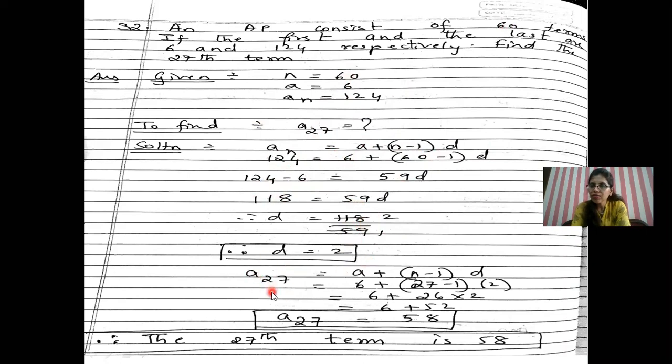Now we have to find A27. So we'll use the formula A plus N minus 1 D. We substitute A value as 6, N value as 27 and D value as 2. So we get 6 plus 26, since 27 minus 1 is 26, into 2. First multiply and then add, according to BODMAS. So first we multiply 26 into 2, we get 52, and 52 plus 6 we get 58. So that is how we get the 27th term equal to 58.